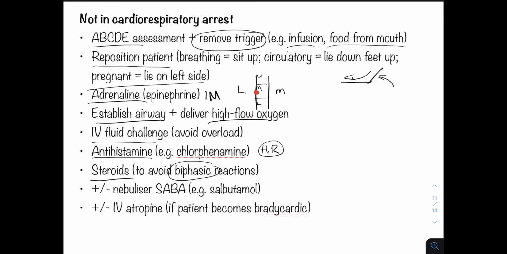You might also consider giving a short-acting beta agonist, for example salbutamol. Remember that the lungs express beta-2 adrenergic receptors, so activation of these receptors results in bronchodilation. This treatment is also used in acute exacerbations of asthma and COPD. You might also consider giving atropine, especially if the patient becomes bradycardic. However, always consult senior help.